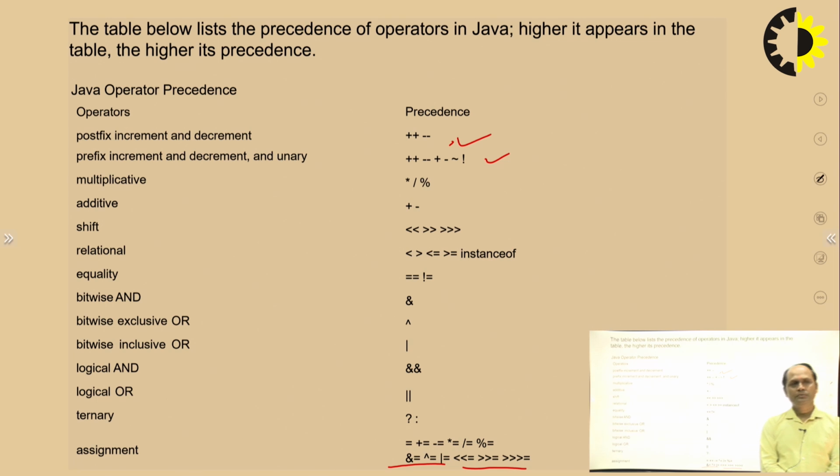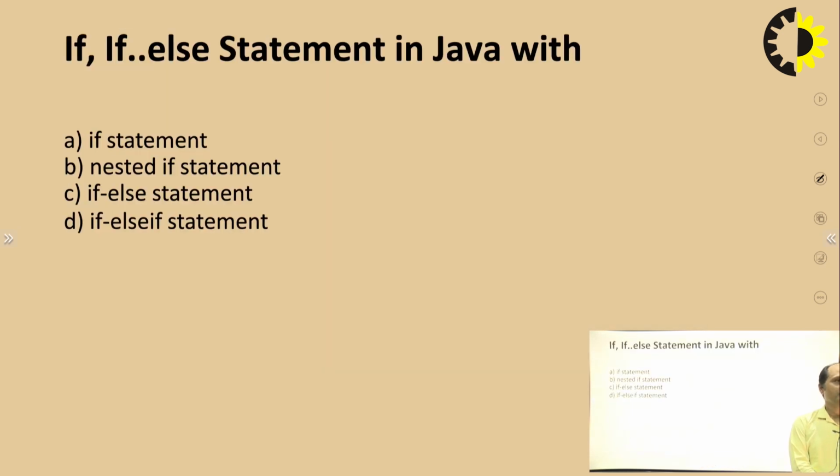When we use more than one operator in a particular program, then we need the precedence order of the particular operators.